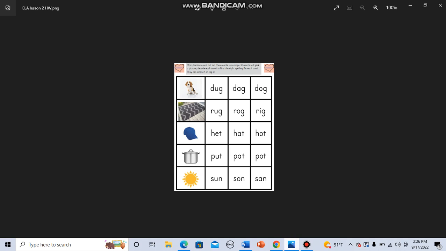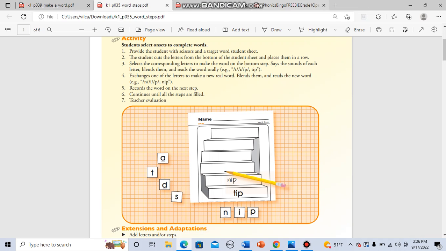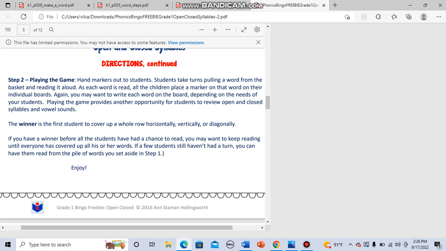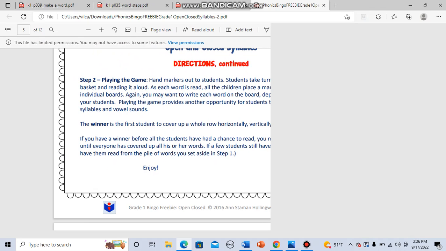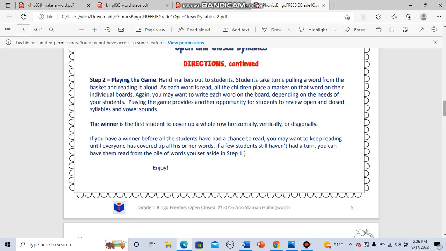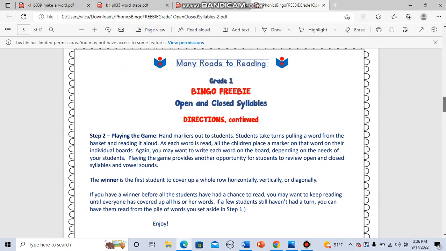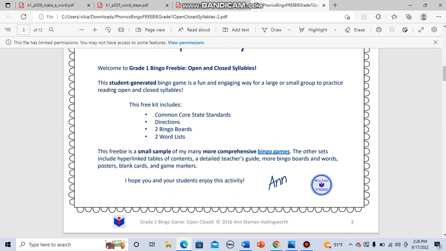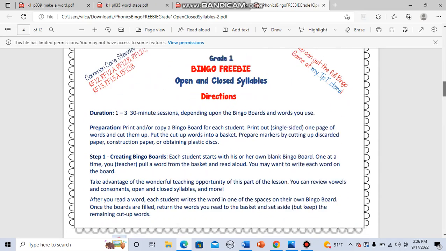So I'm going to go to that activity. Nope, that one. Okay. I got this off of Teachers Pay Teachers, so this is not mine. This just says everything I basically just said, the steps of how to do it. Materials used will be bingo cards and markers.